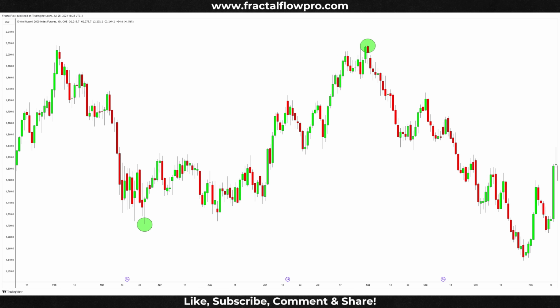This is the daily chart of the E-mini Russell. Notice that I have marked a low and a high in the chart with green circles. If we measure the number of candles between this low and this high using the date range tool in TradingView, we'll see that there is a total of 89 candles. 89, of course, is a number in the Fibonacci series.